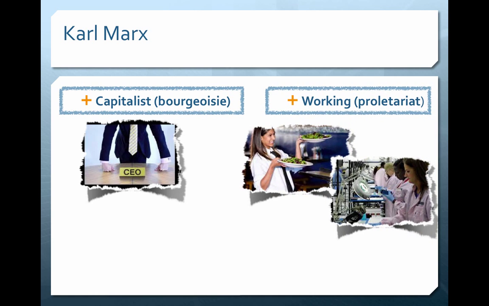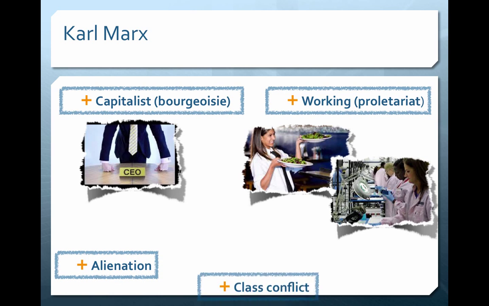And those are people who must sell their labor to the owners in order to earn a living and to survive. So based on the job that I do, I get paid by somebody else who owns the business. So some other terms associated with the conflict theorist are alienation and class conflict.